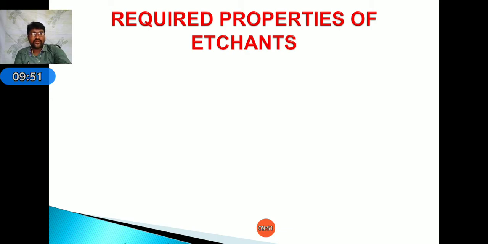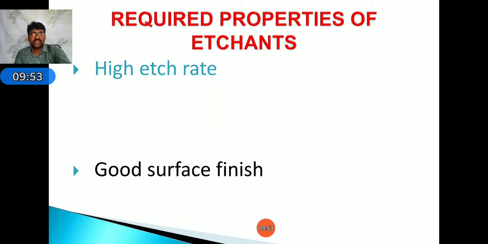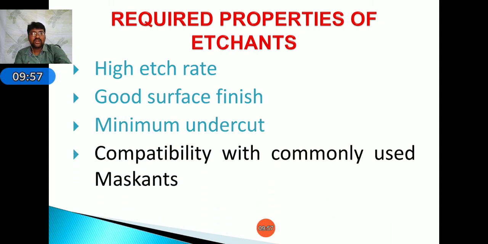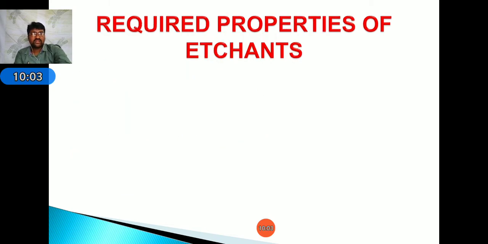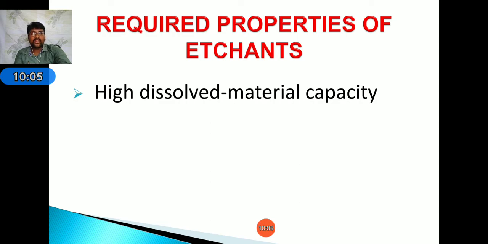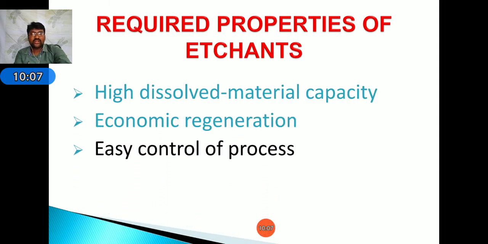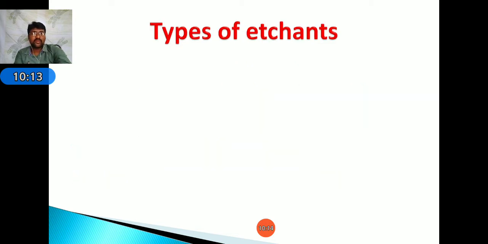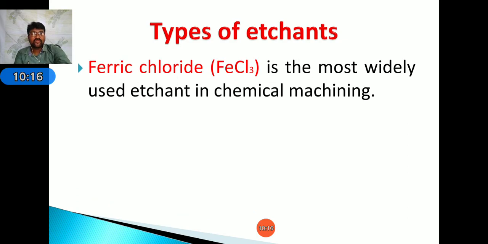Next, required properties of an etchant: high etch rate, good surface finish, minimum undercut, compatibility with commonly used maskants, high dissolved material capacity, economic regeneration, easy control of process, and personal safety maintenance. These are the required properties of etchants.